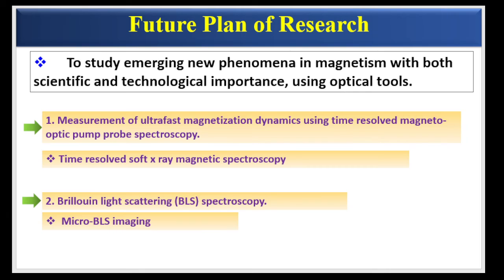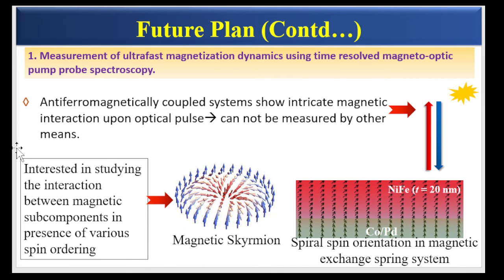I wish to build a time-resolved magneto-optic pump probe spectroscopy, which later I want to extend to a soft X-ray spectroscopy setup. I also wish to build a setup for Brillouin light scattering experiment where spin wave propagation can be measured and imaged. For time-resolved soft X-ray spectroscopy, I am interested in the measurement of antiferromagnetically coupled systems.